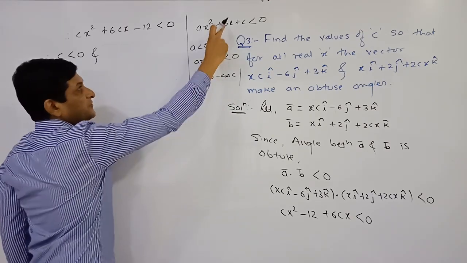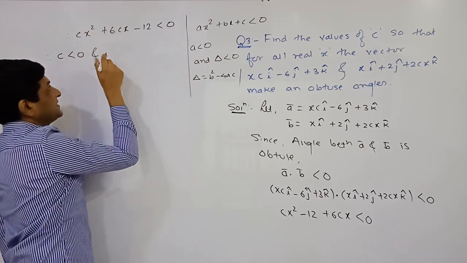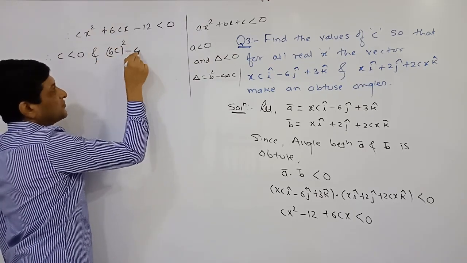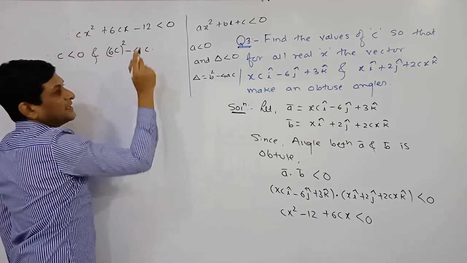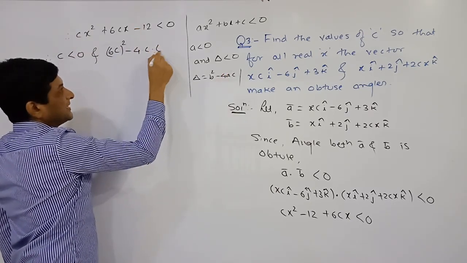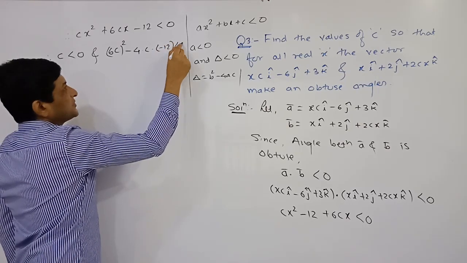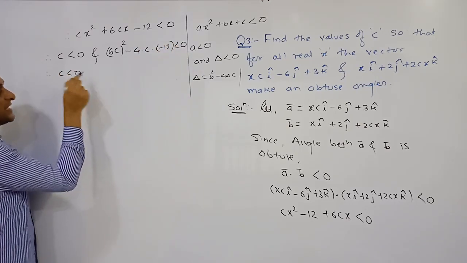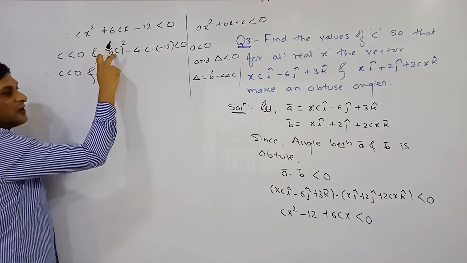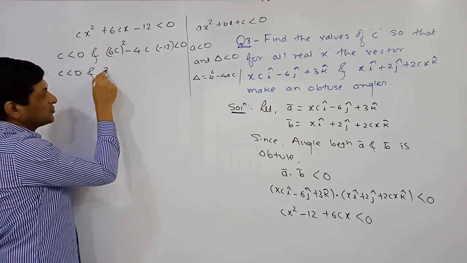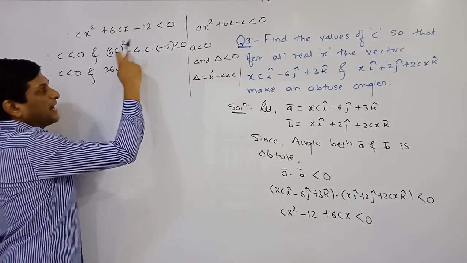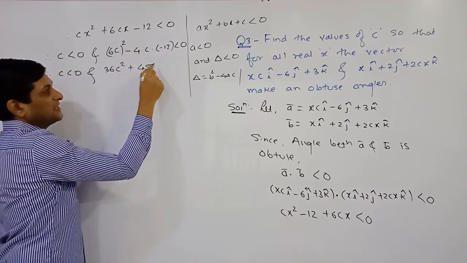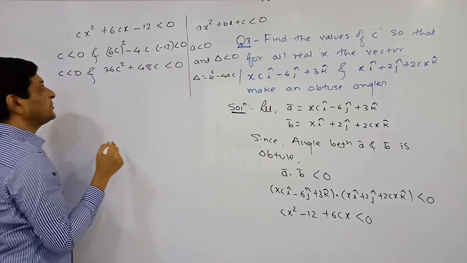B means the coefficient of x. What is the coefficient of x here? It is (6c) whole square minus 4a, where a means c here, into c, and here minus 12 is less than 0, keep it as it is. So therefore c is less than 0, and the square of 6c is 36c square, minus into minus becomes plus, and 4 12s are 48, c is less than 0, keep it as it is.